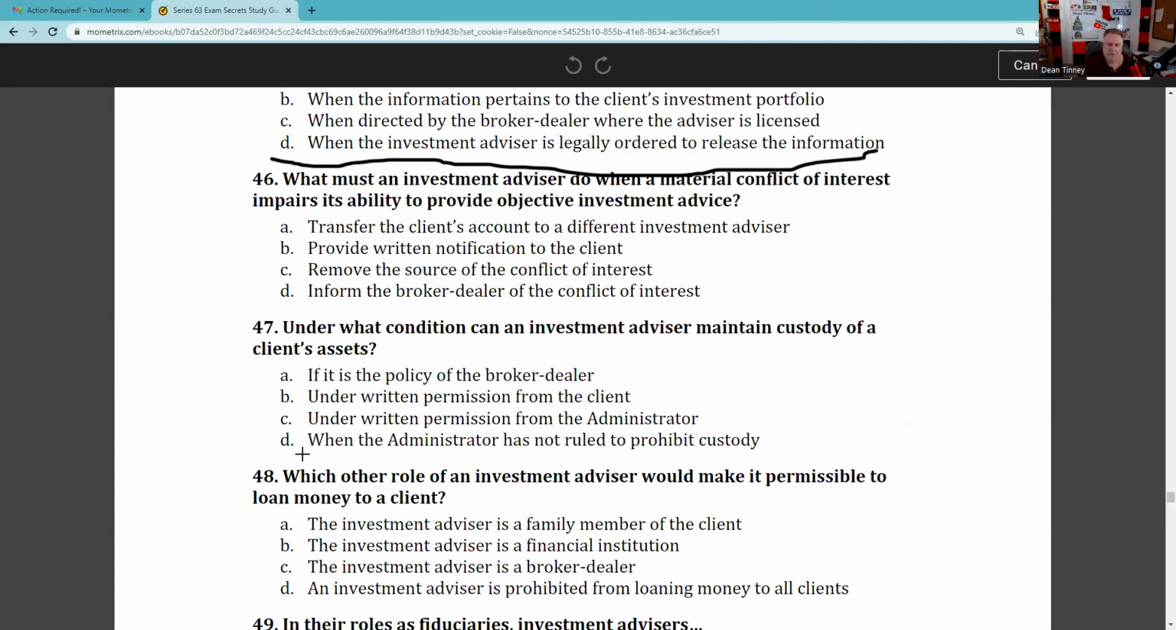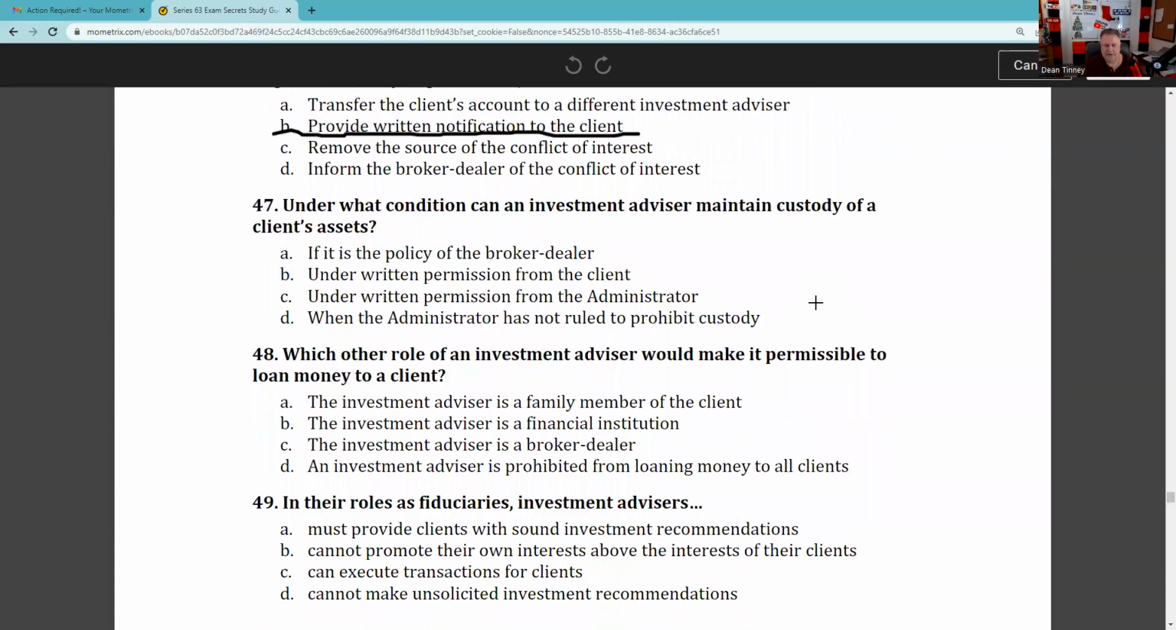46. What must an investment advisor do when a material conflict of interest impairs its ability to provide investment objective advice? Listen, on this test, sunlight's the best disinfectant. And so I make written notification to the customer. 47, under what condition can an investment advisor maintain custody of customer accounts? As long as the administrator doesn't specifically prohibit it, we can do it. So the answer is D.